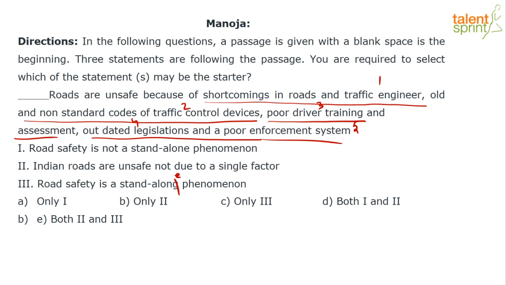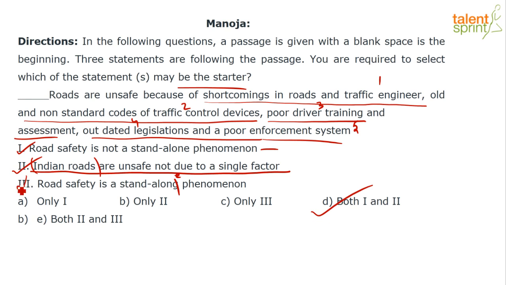Now let's look at it. Road safety is not a standalone phenomenon. Yes, absolutely, because we see that there are so many other factors affecting road safety. Option 1, absolutely. Indian roads are unsafe not due to a single factor. Now, I remember Manoja saying in the discussion forum that option 2 is talking about Indian roads. Yeah, but we are talking about sentence starters here, right? If I start with this sentence, Indian roads are unsafe not due to a single factor, and then I have 5 factors describing it, so option 2 also will go, right? Then the context becomes about Indian roads because it is a starting sentence, a topic sentence. So both 1 and 2, option D, right?